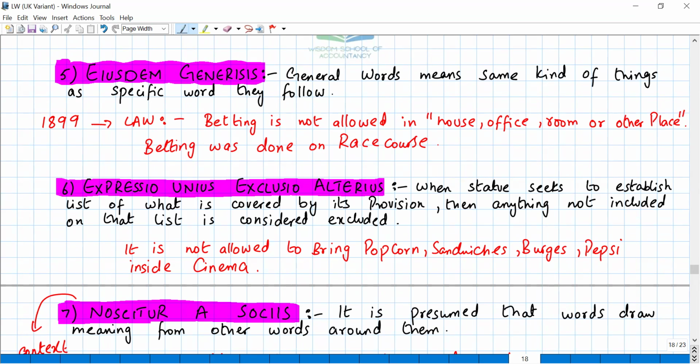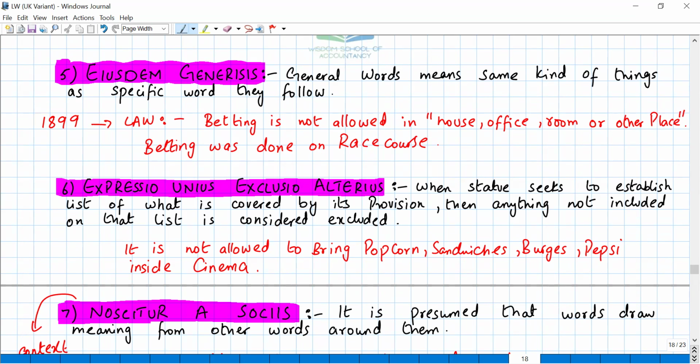Now, a certain person did the betting at a race course. You know what a race course is, right? Where horse racing is done. Now, the problem was whether the race course comes under other place or not. Can you consider a race course as an other place or not? So, what do you think?